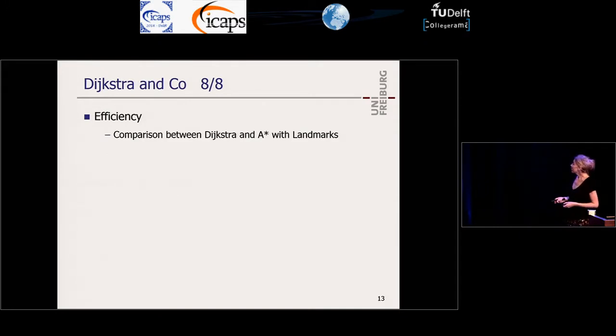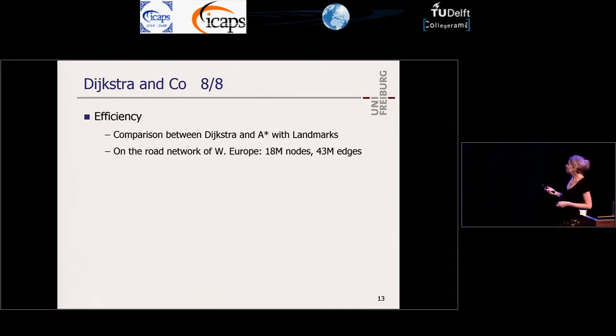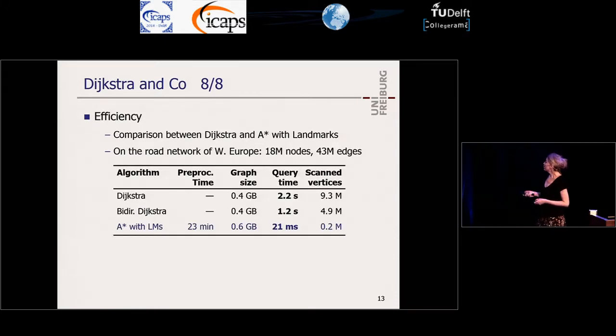So let's see Dijkstra and A-star with landmarks. This is a classical benchmark, the road network of Western Europe. You will find a lot of this in the literature. It's 18 million nodes, 43 million edges. So this is ordinary Dijkstra, 2 seconds. So it's actually not that bad, right, for some applications.